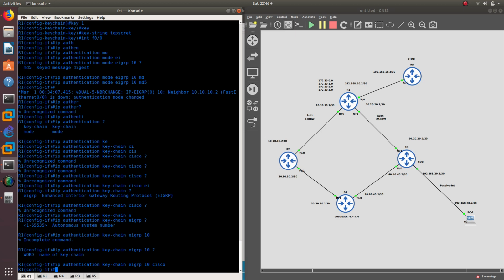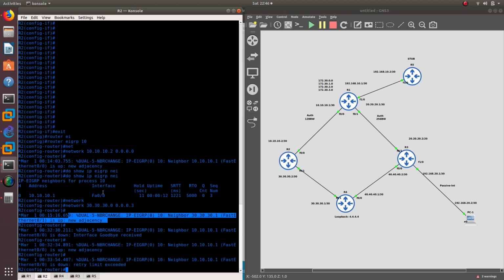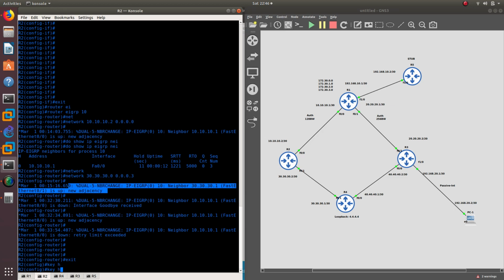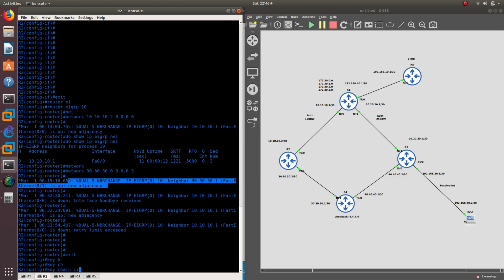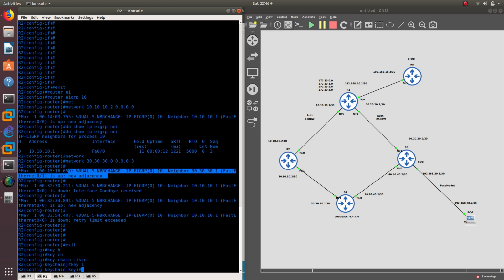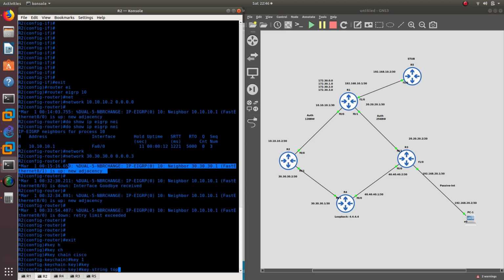So now let's go ahead to router 2 and authenticate EIGRP with MD5. Like I did on router 1, from config mode let's go to key chain. Let's call the key chain Cisco key. This one is to match key 1, key string. Let's call it top secret as well. Top secret.